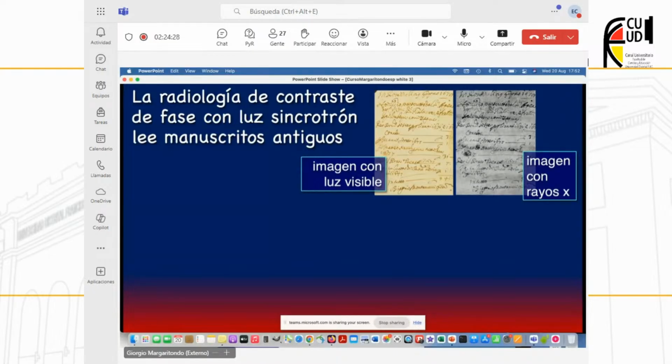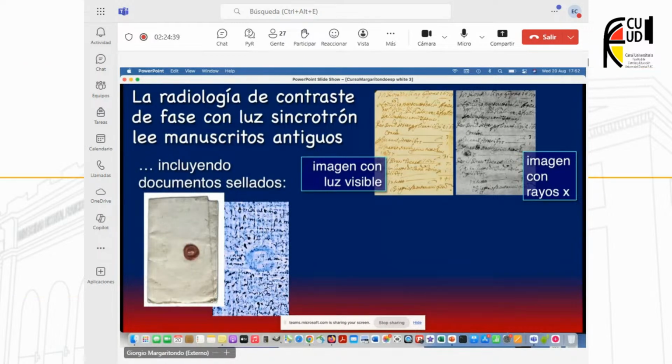Now, besides the cases in which you need to handle a big volume of information, there are also other practical cases. There are examples in which you cannot legally open a manuscript because, for example, the family of a testament disappeared and you don't have the permission to open.